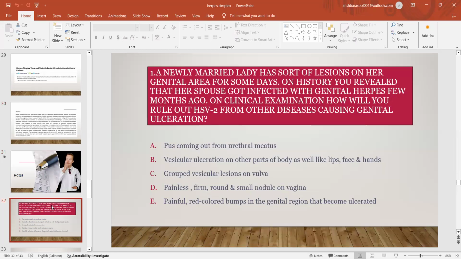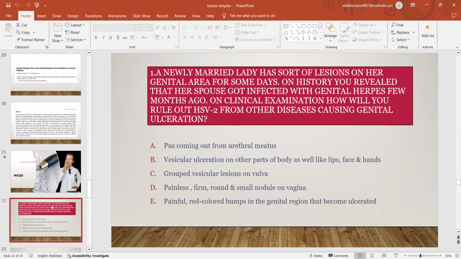A newly married lady has sores or lesions on her genital area for some days. On history, you reveal that her spouse got infected with genital herpes a few months ago. On clinical examination, how will you rule out herpes simplex virus 2 from other diseases causing genital ulceration?